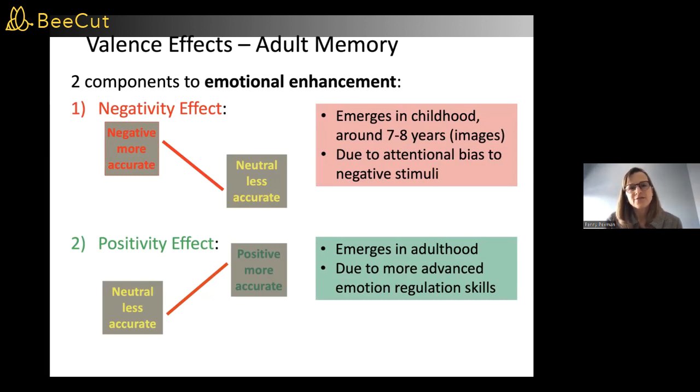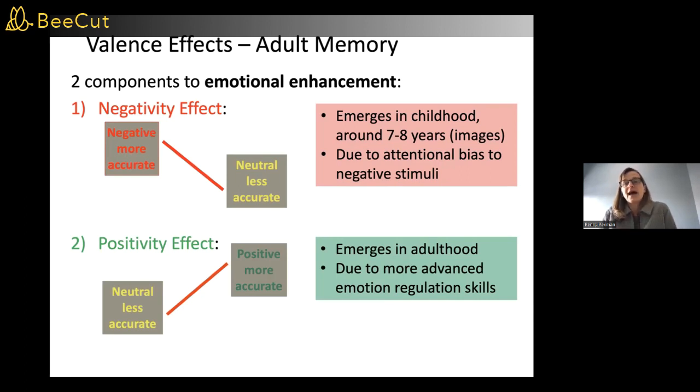Because we're going to test it with memory in this particular study that I'm going to show you. There are two components in the adult literature to emotional enhancement. Things tend to be better remembered when they are more negative in their emotional meaning than when they are neutral. So this is the negativity effect. It's believed to be due to an attentional bias. So we tend to be vigilant about negative information, is the account.